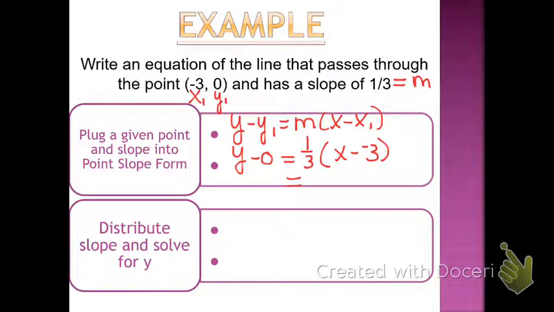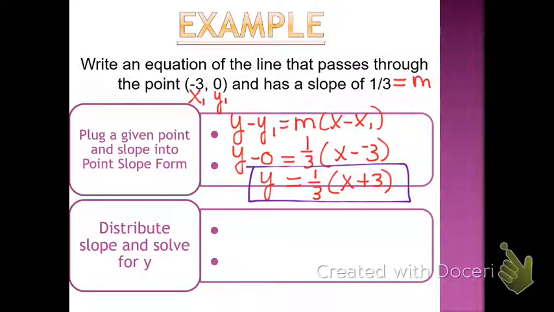Recall that subtracting a negative is the same thing as adding, so we're going to change this to x plus 3 on the right-hand side in the parentheses. And on the left, remember your identity properties. If you add or subtract 0 to something, it stays the same. So y minus 0 is just y. And this would be our answer in point-slope form.